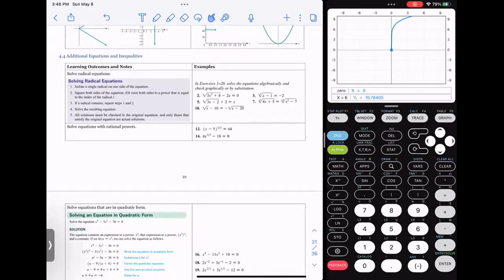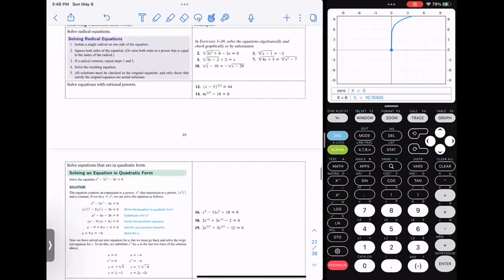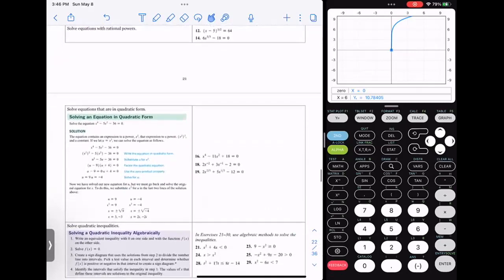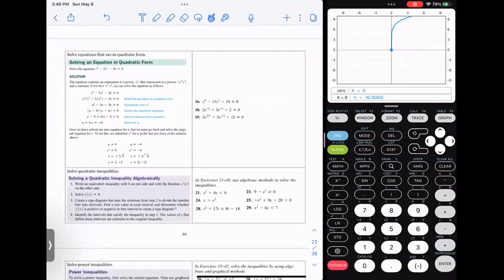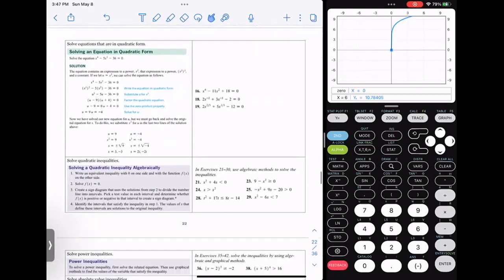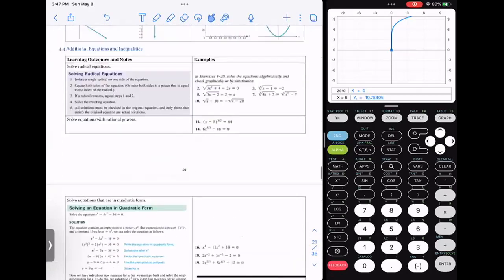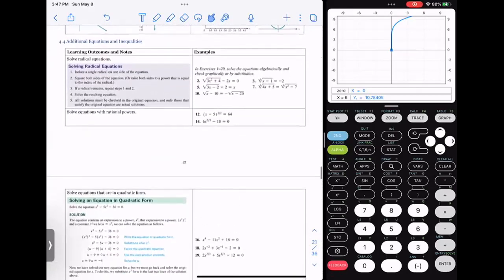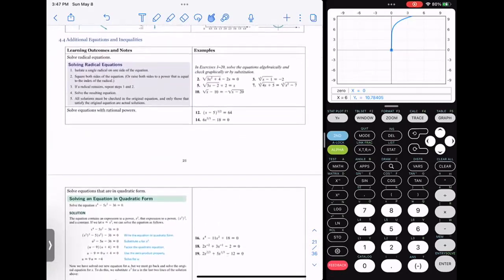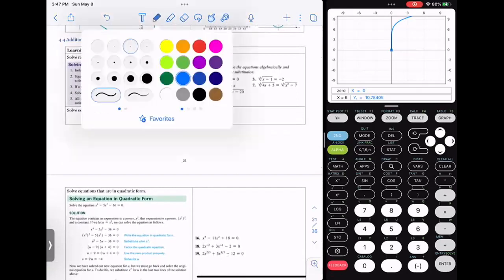Additional equations and inequalities, just let me know. Concerns on this page. Okay, C12. Oh, thanks, sorry, still on. C12 done. Good.